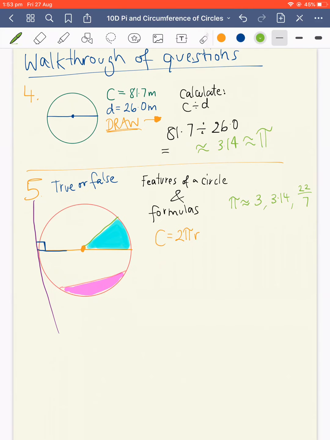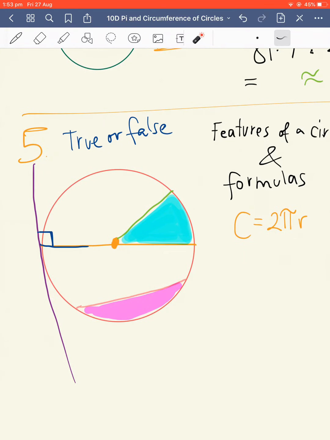Your question 5 is doing true and false questions. It's all about basically what are the features of your circle, what's our formula to calculate circumference, and what are our approximations for our value of pi. So, a quick little recap, just very quick.